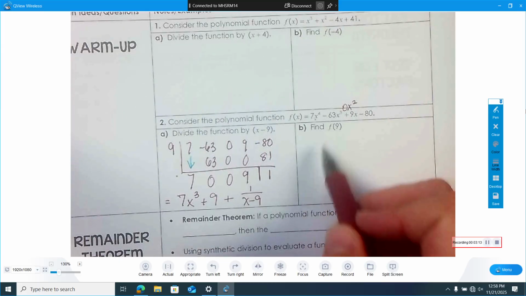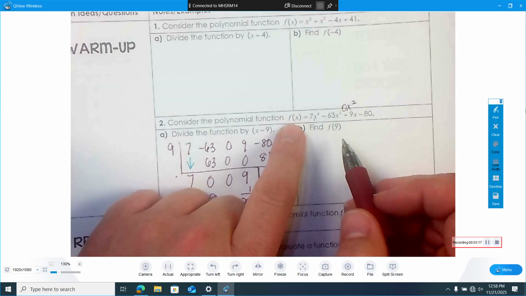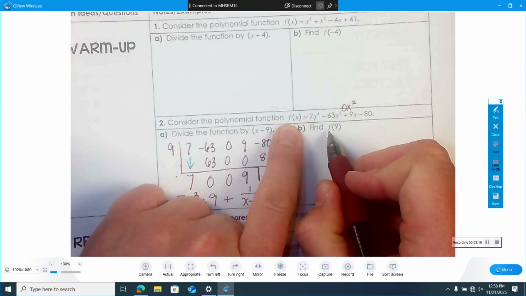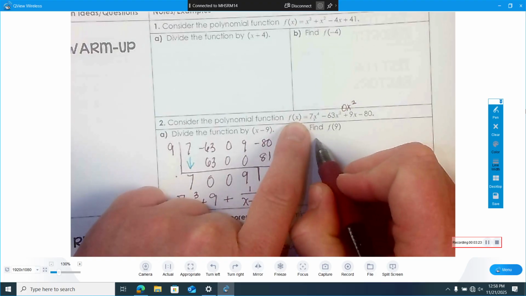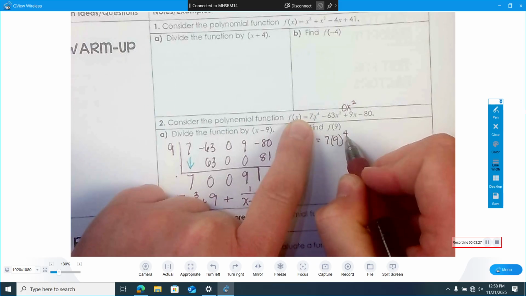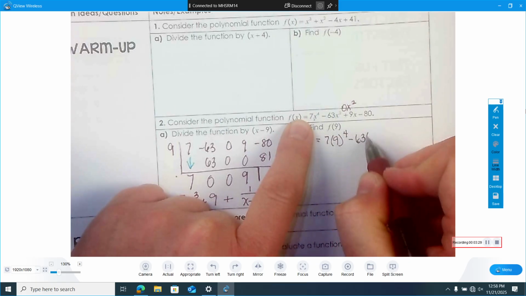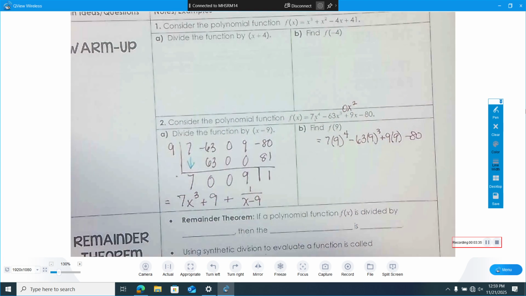Okay. We also want to find f of 9. What does this mean, f of 9? 9 plugged into all the x's. Yeah, you can see it's a direct replacement here. We have f, and it's saying put the 9 in place of the x. So this is going to be 7 times 9 to the fourth minus 63 times 9 cubed plus 9 times 9 minus the 80. Will you plug that in your calculator, please?